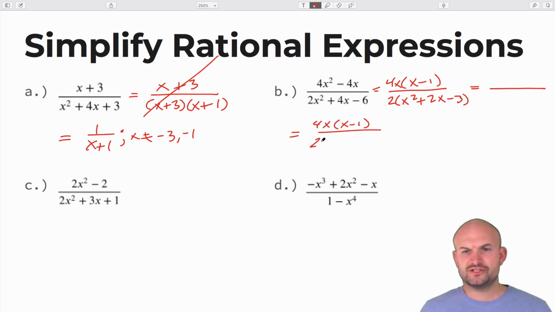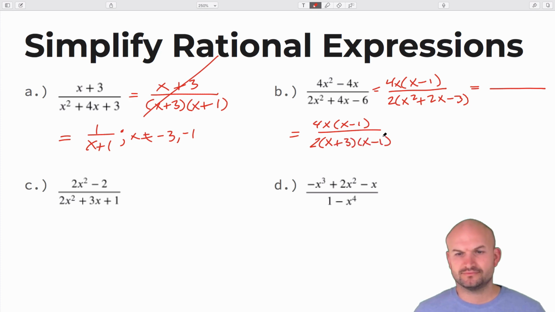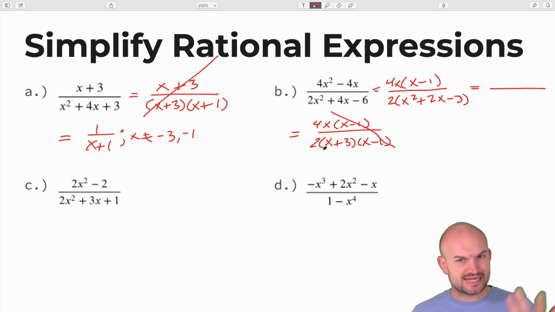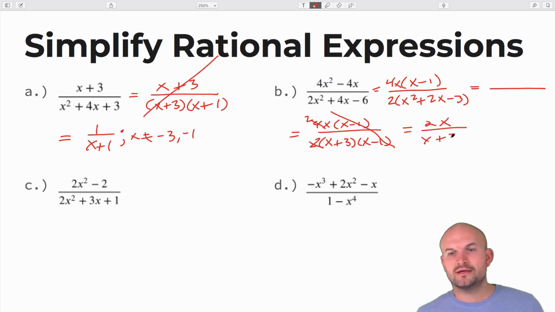all over a 2. Let's see, what two numbers multiply to give me -3, add to give me a +2? That's going to be x plus 3 times x minus 1. Okay, again, we have our terms separated by multiplication, right? So my x minus 1s divide out. And then also notice I have a 4 and a 2, right? Well, again, since they're separated by multiplication, I can divide out that 4 and 2, leaving me with a 2. Like 4 over 2 just simplifies to 2, right? So that's going to leave me with 2x over x plus 3.